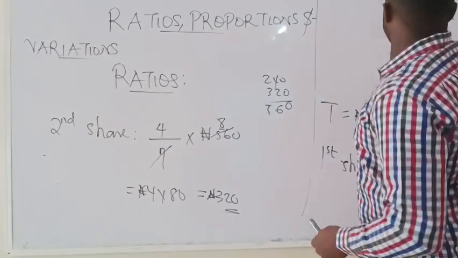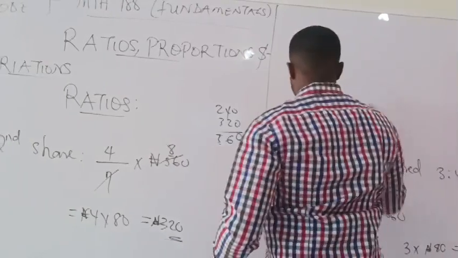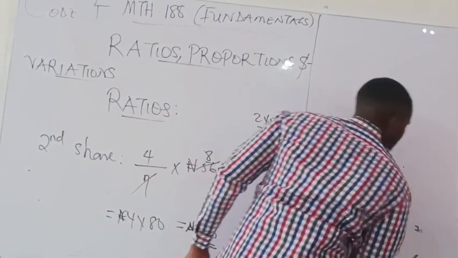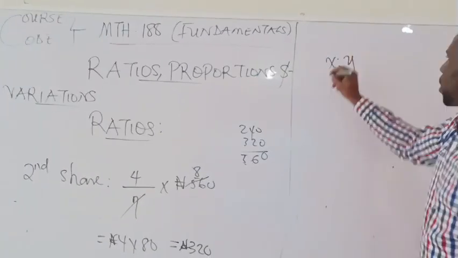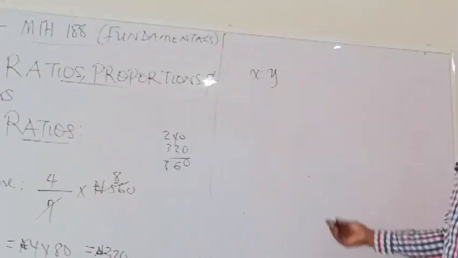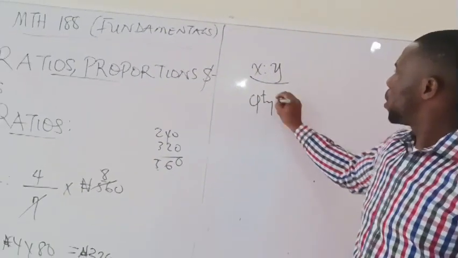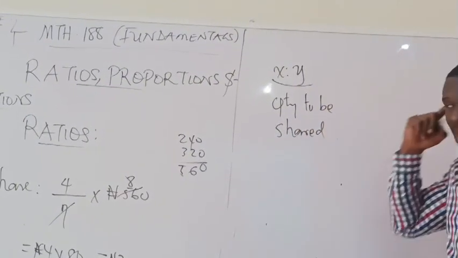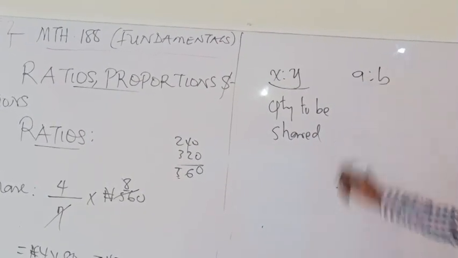Alright, now, what if the quantity to be shared is given as a ratio? Let's take for instance, let's say the quantity to be shared is given in the ratio, let's say x to y. And of course, let's say these are the quantities to be shared or divided. And let's say this will be shared in the ratio, let's say a to b.